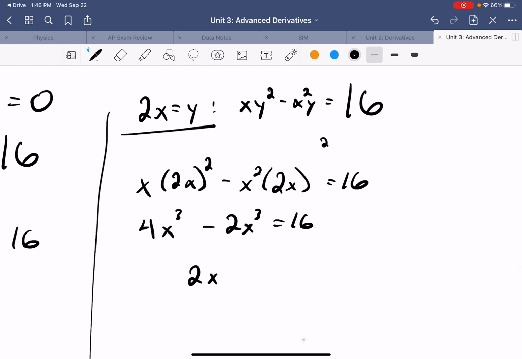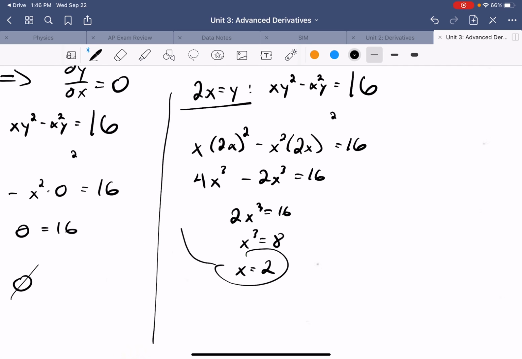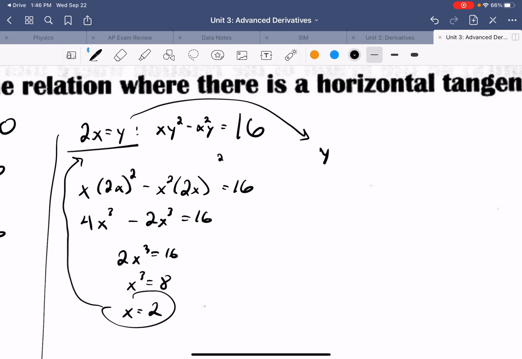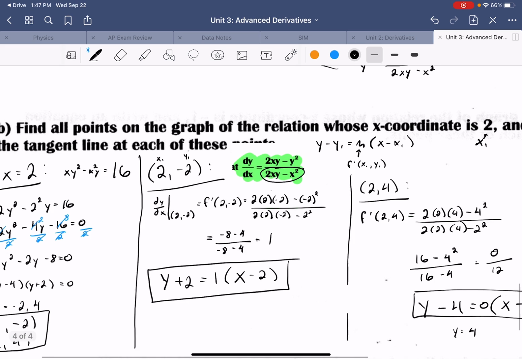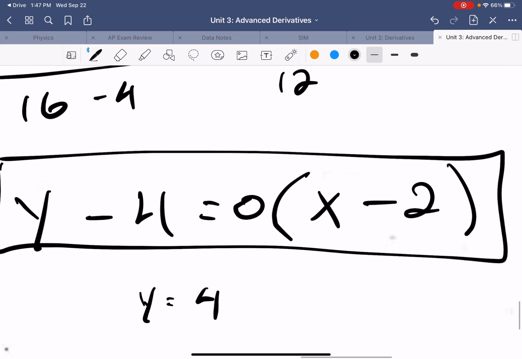4 minus 2 is 2, so 2x cubed equals 16. Divide by 2, x cubed equals 8, and then take the cube root, x equals 2. Plug that back into the original. So then we'll have y is equal to 2x, 2 times 2, y is equal to 4. So put that together, you have 2, 4, and look at that. That is the same coordinate that we had here. And we identified that as being horizontal because we had a 0 slope on it.